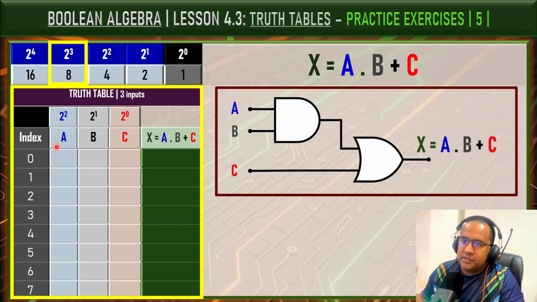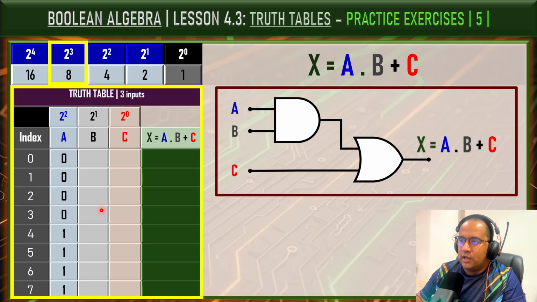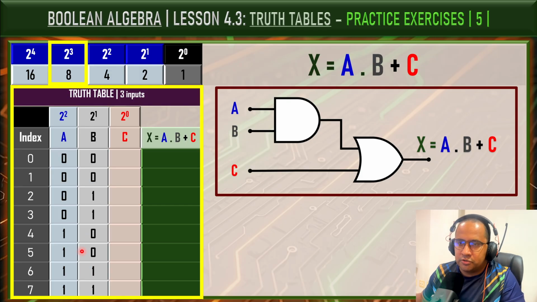Input A is the most significant bit because it has a weight of 2 to the power of 2: 4 zeros followed by 4 ones. Next, we complete the column B. Since B occupies the second position, its value changes every 2 rows. As a result, we obtain the sequence 0, 0, 1, 1, 0, 0, 1, 1.